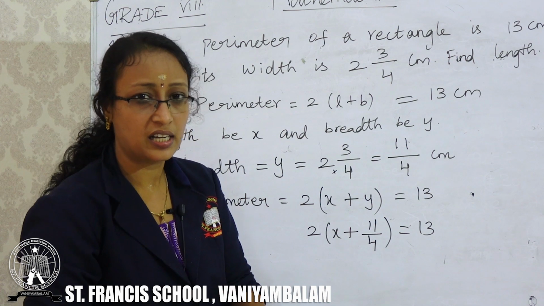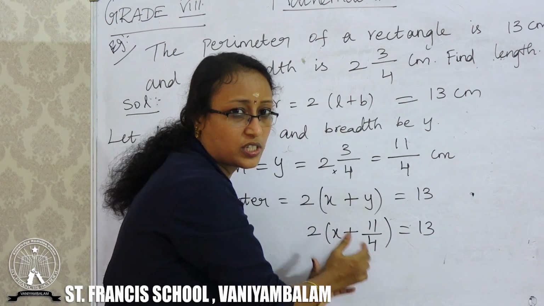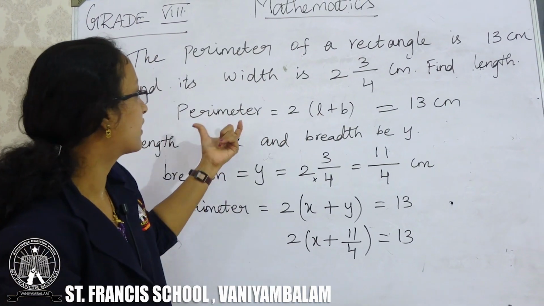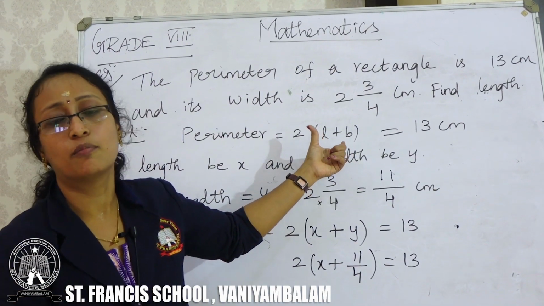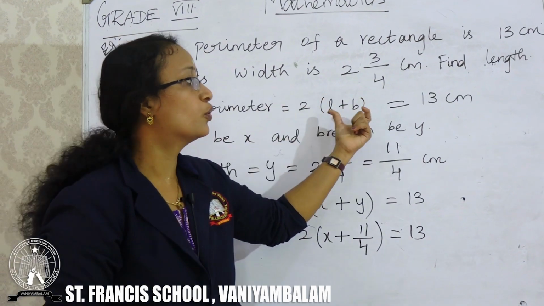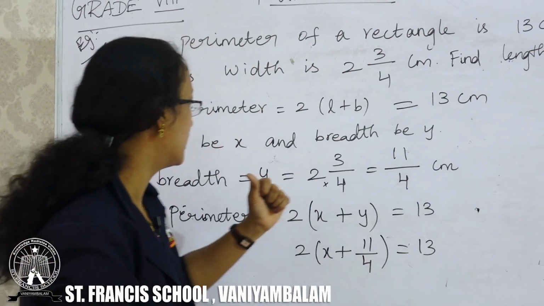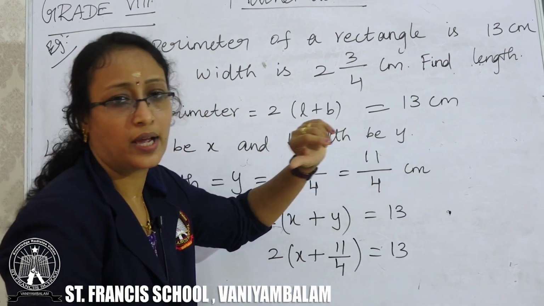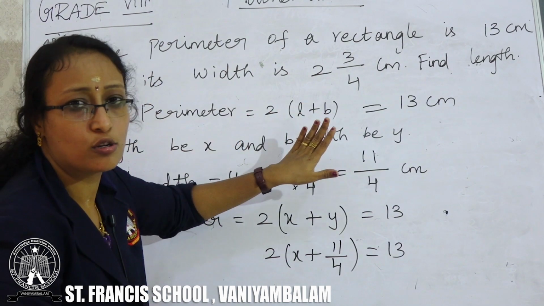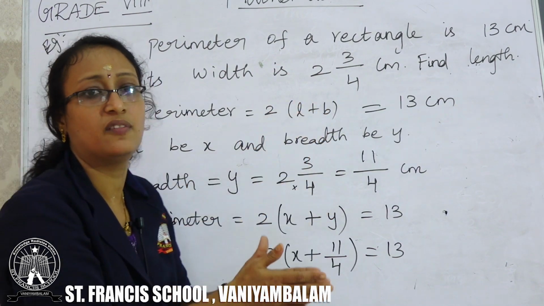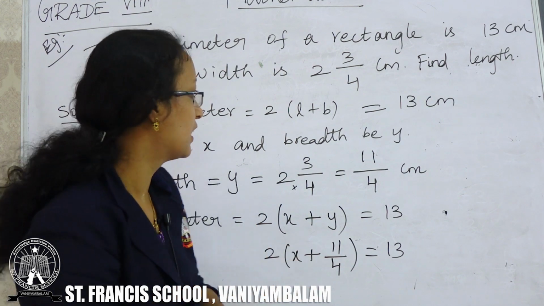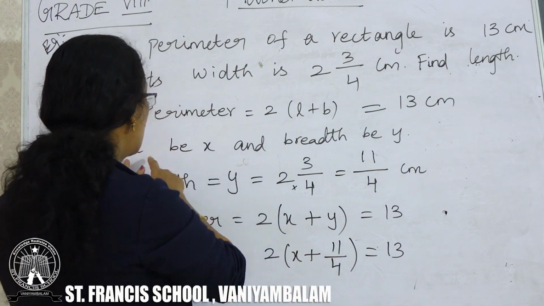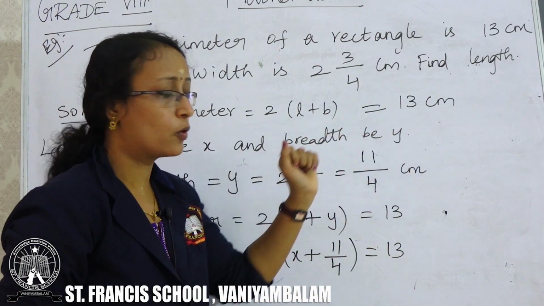So children, listen here. Once again I will tell you how to get the equation from the statement. Perimeter of a rectangle is given. Perimeter of the rectangle is 2 into L plus B, you know the formula. It is given 13 centimeter. Let us take length be x and breadth be y. You can take L and B as they are also, no problem in that. You just need one variable, that is one alphabet. So you can take either x and y or L and B. So length as x and breadth be y.